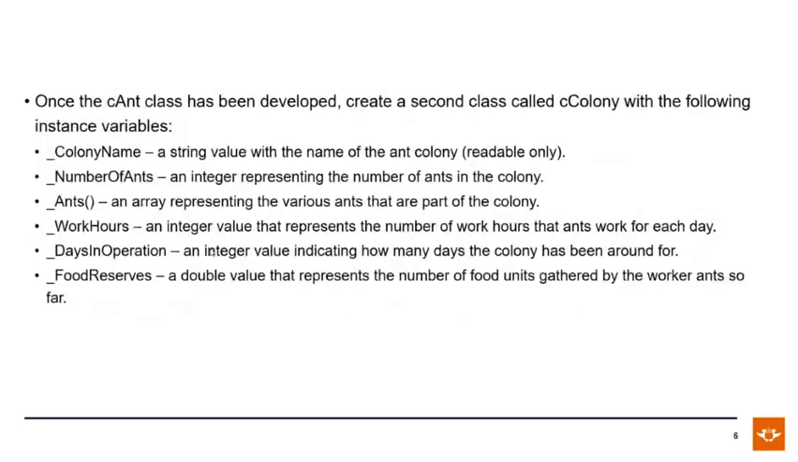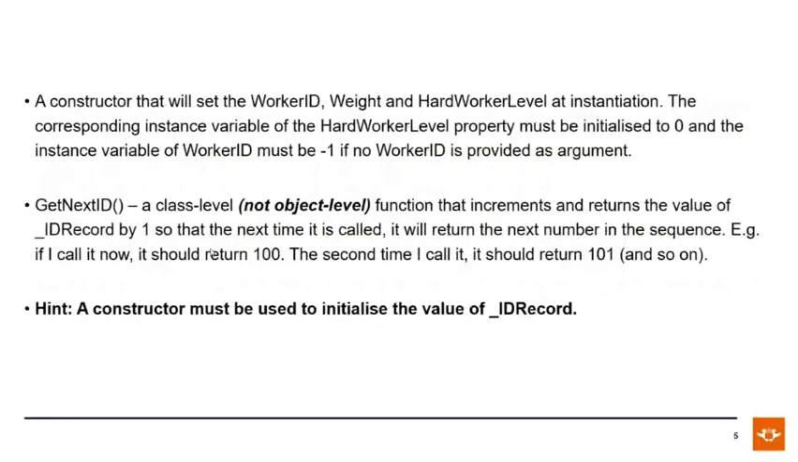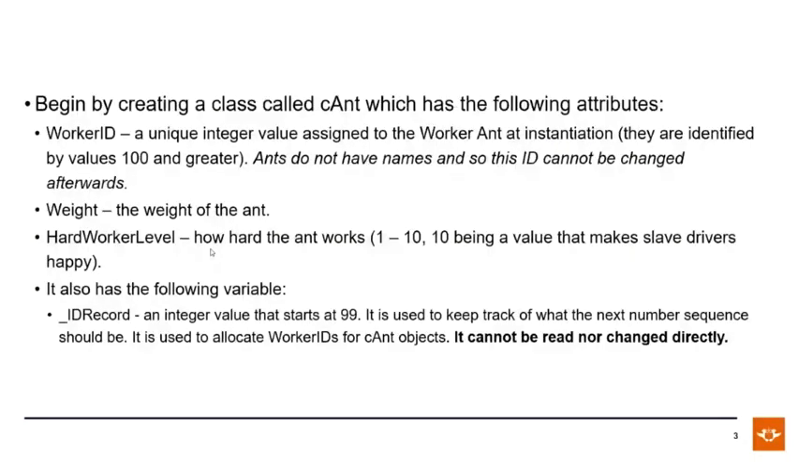And then once that's done, we make the ant colony. So it's a lot of confusing terminology here and a lot of working aspects. But worker ID, that's initialized and set to a value of 100 or higher. It cannot be changed afterwards. That's important to keep in mind. The weight of the ant, the hard-working level, how hard the ant works between 1 and 10, 10 being the highest, yes.